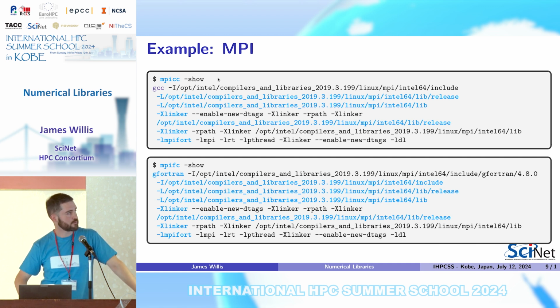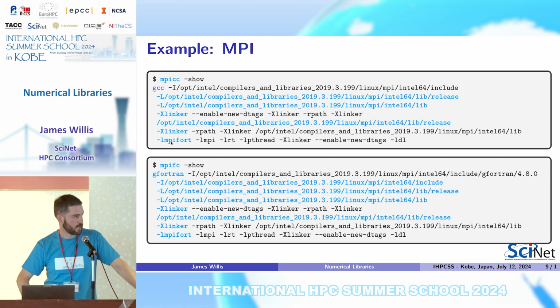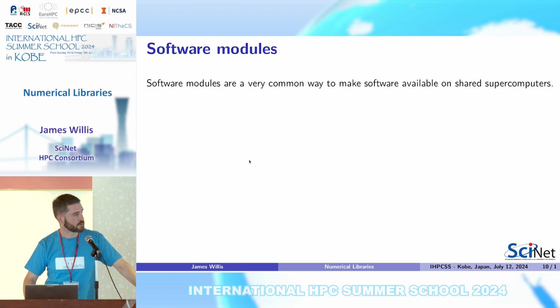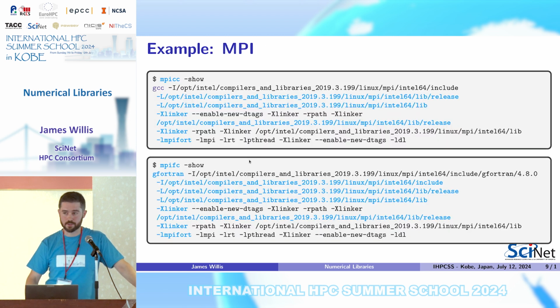If you attended the MPI course on Monday and Tuesday, the mpicc command, all it's doing is wrapping the GCC command with a bunch of includes and locations of libraries to link against. And here we can see it's linking against the MPI library and the Fortran version of that. The same goes for the Fortran compiler as well. So this is all going on behind the scenes when you call mpicc.